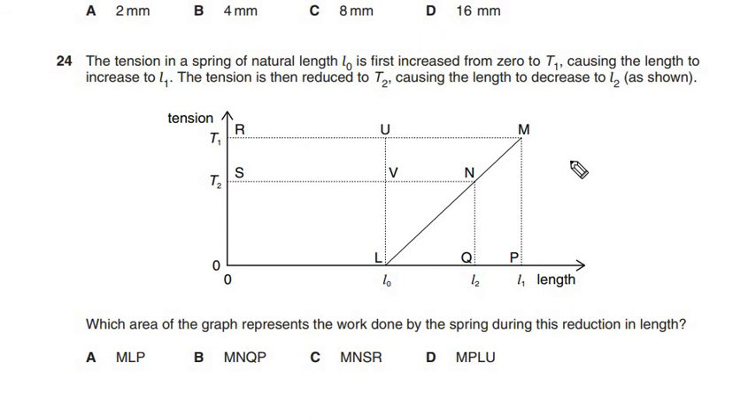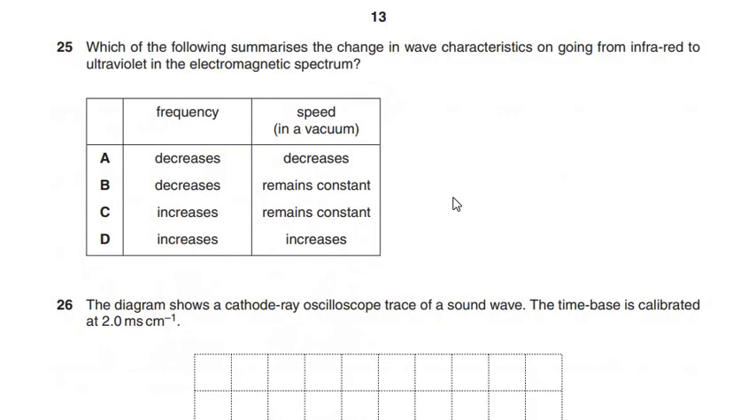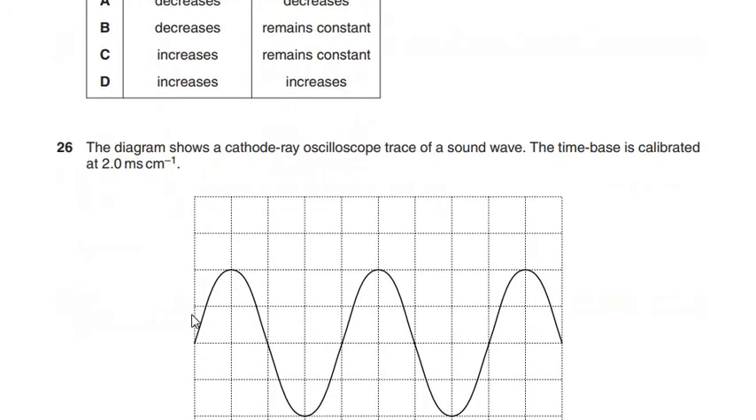Alright, let's move forward. Which of the following summarizes the change in wave characteristics going from infrared to ultraviolet? Bad question. I'm not going to explain this. Its answer is C. Alright, 26.